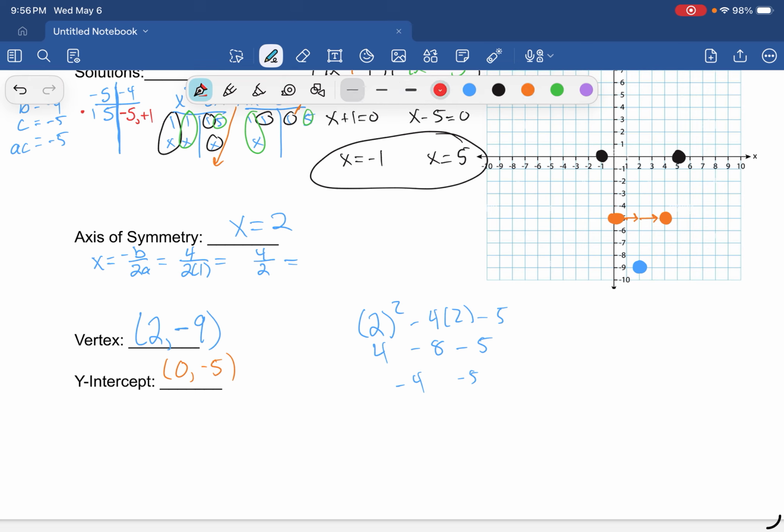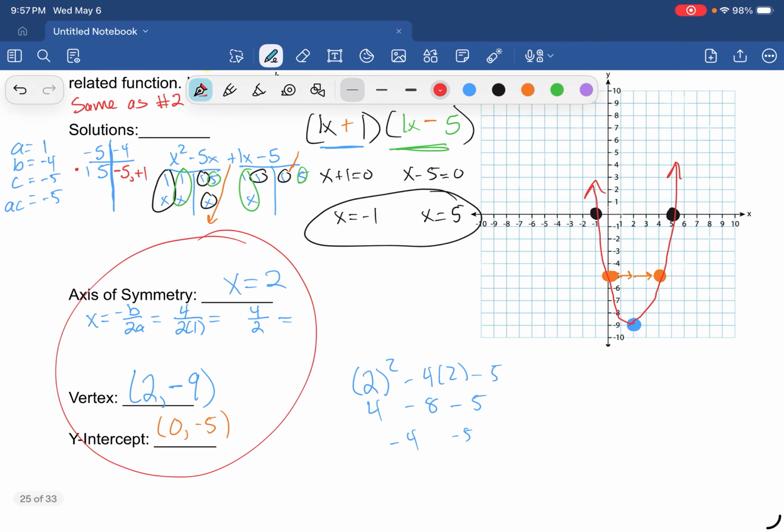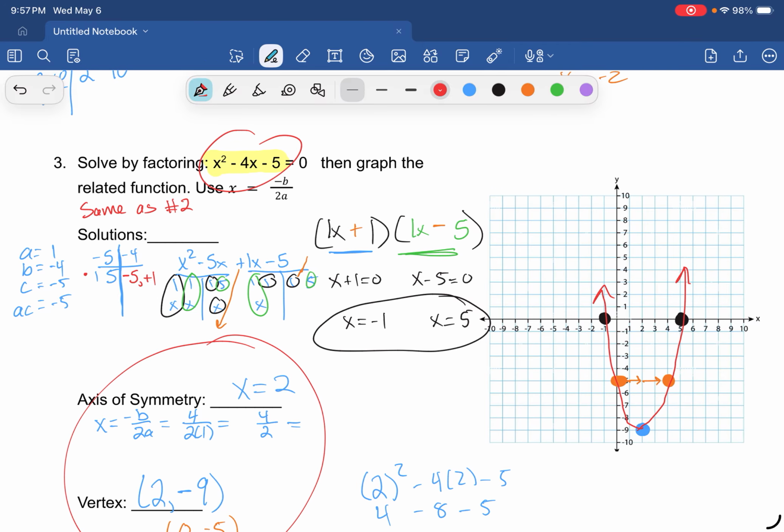What does my graph look like? I draw those nice curves with the arrows. Nice curve with the arrow. Again, all of this we just tested over. And again, I'm using that equation with it.